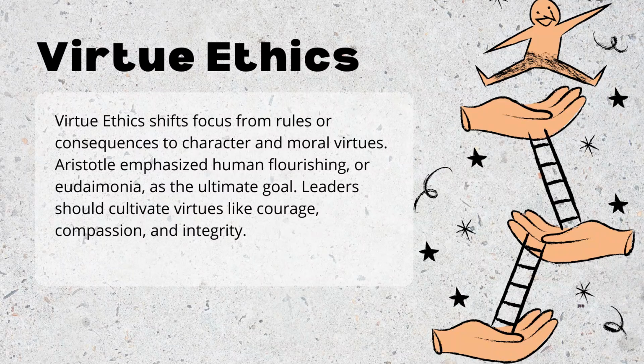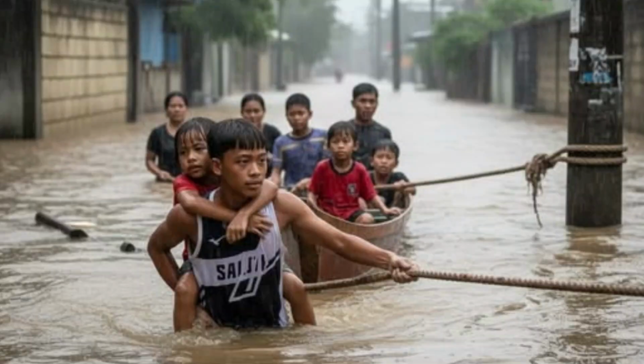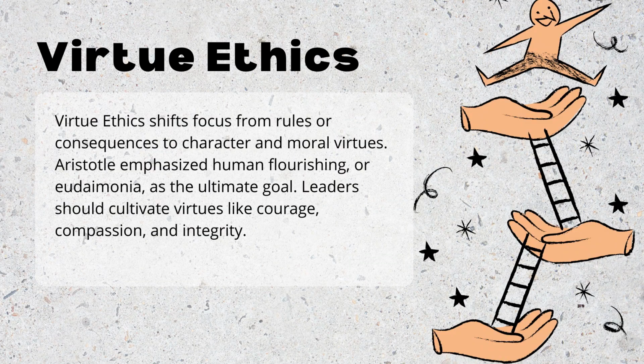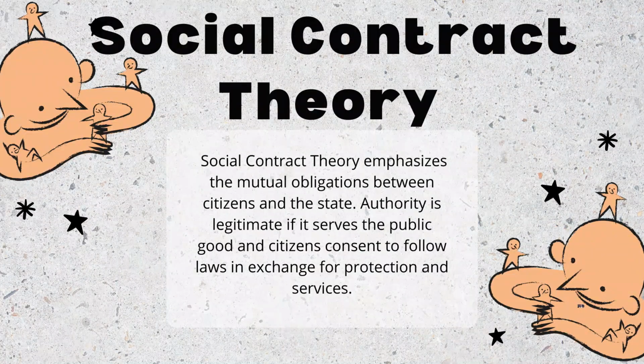For example, a mayor visiting evacuation centers to personally check on residents, or volunteers risking their safety to save flood victims, demonstrate courage and compassion. In virtue ethics, you should ask what kind of person should I be rather than what rules should I follow. So virtue ethics focuses more on the content of your character. Ethical leadership is not just about following laws and maximizing outcomes, it's being a good moral person who inspires trust and sets an example. Now, for the last one, which is social contract theory.